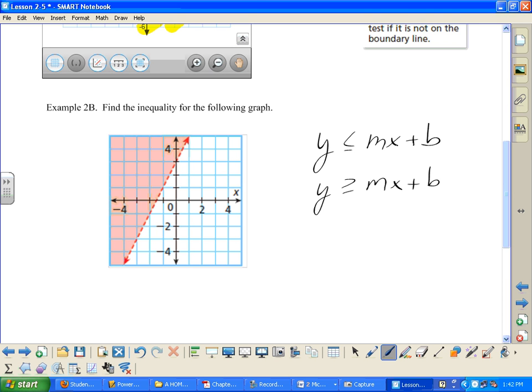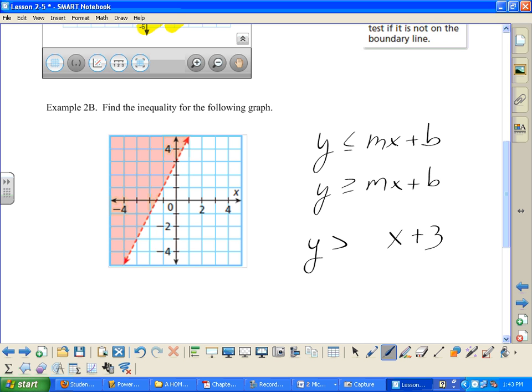Do you consider that above the line or below the line? Above, which means it's going to be greater than. So we're going to have y is greater than. Right? Its shading is above the line and it's dotted. So it'll be y is greater than. Okay. So now we need to find the equation of the line. What's the y-intercept in this case? 3. Okay, so we have plus 3.